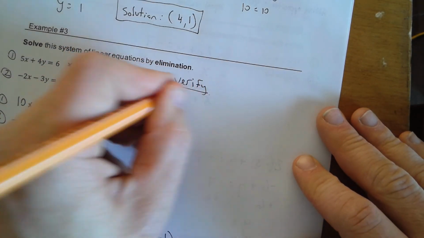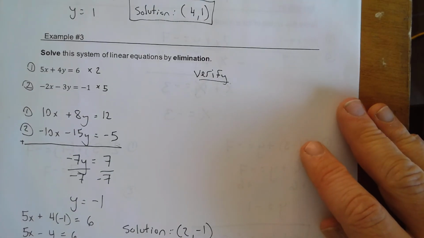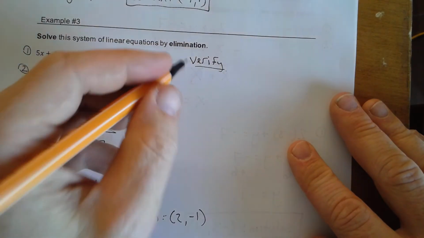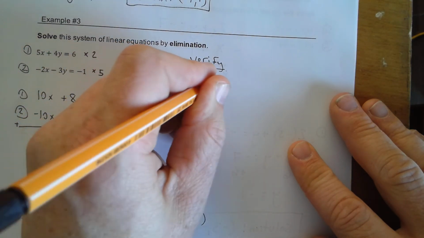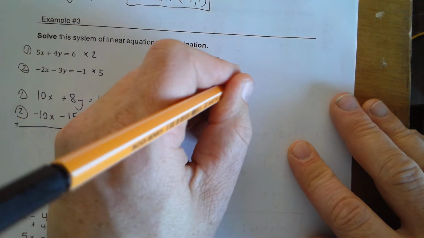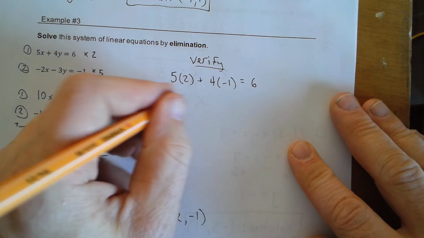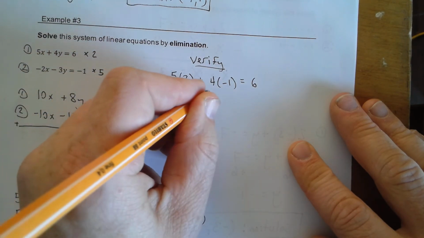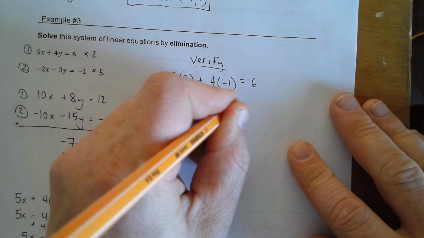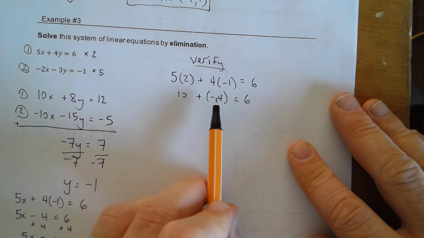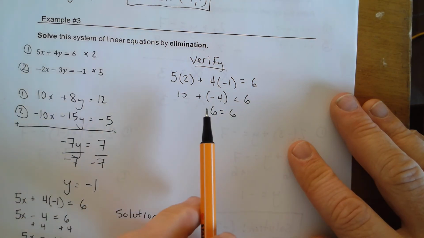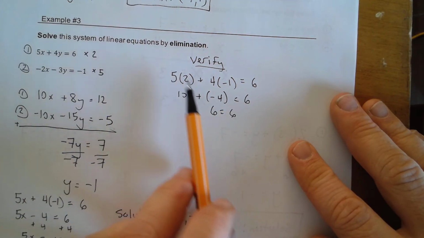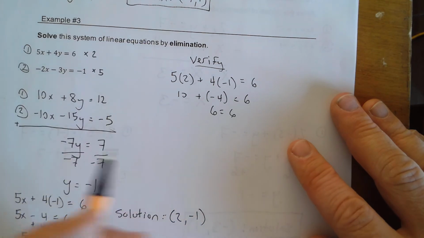I want to verify that really quick, just to make sure that I haven't made a silly mistake somewhere. I go 5 times 2 plus 4 times negative 1 equals 6. 5 times 2 is 10. 4 times negative 1 is negative 4. 10 plus negative 4 is 6. So 6 equals 6. So left-hand side equals right-hand side. This solution works for my first equation.